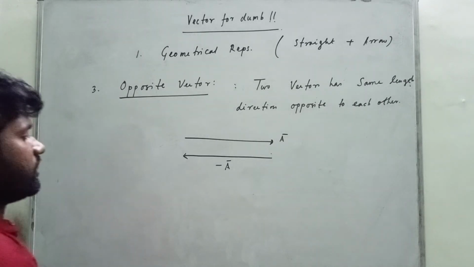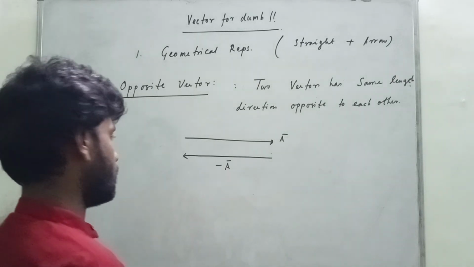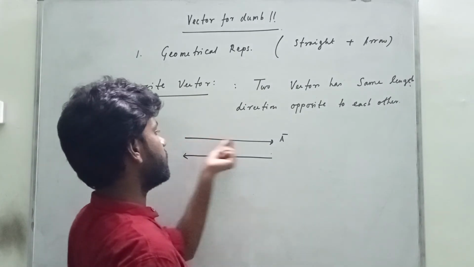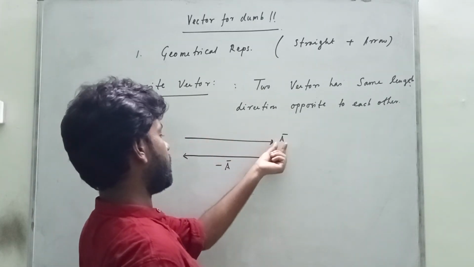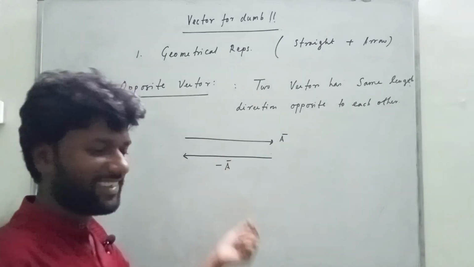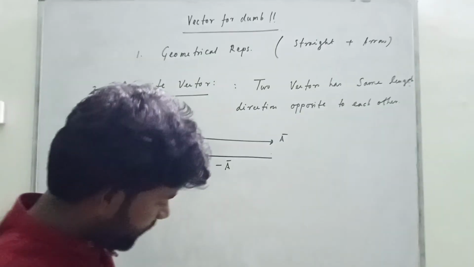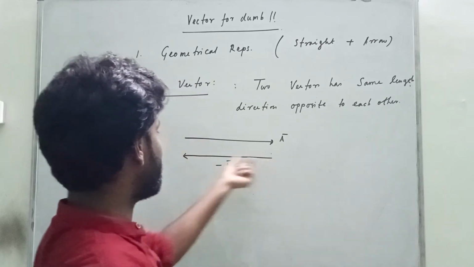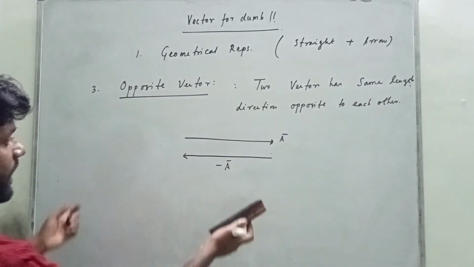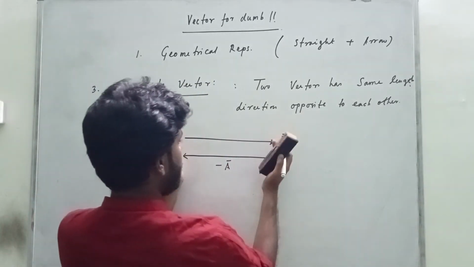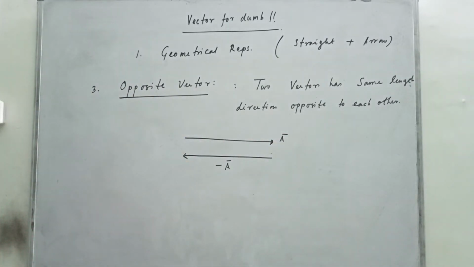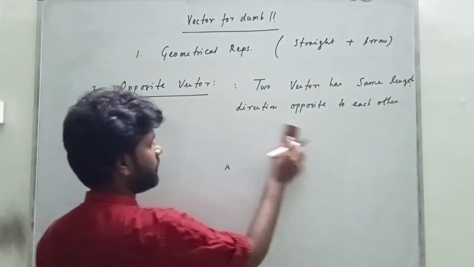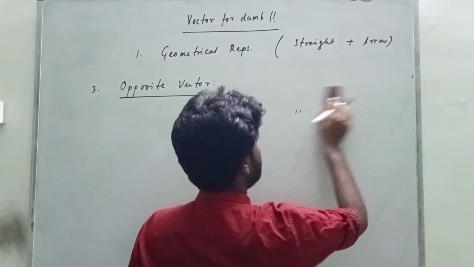Then the two vectors are called opposite vectors, right? And if this vector is named A, then the opposite of A is named minus A. Just the opposite thing. The directions are opposite, but the length will be the same, right? So this is information number 3, and the last piece of information I'll introduce to you.